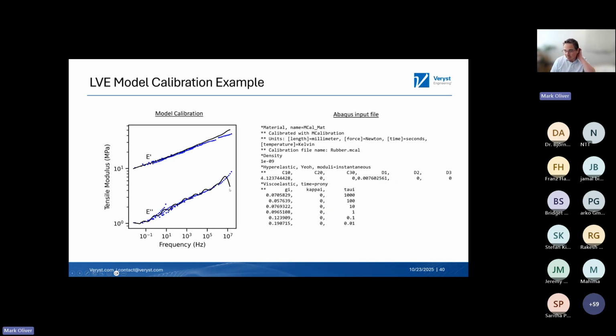And so once you have that data, depending on the FE code that you're using, you can define this in different ways. This is an example of an Abaqus input file. The blue dots are the experimentally measured curves, and the black lines are the fit to get out to these higher frequencies. So it predicts how the adhesive will behave in some application.